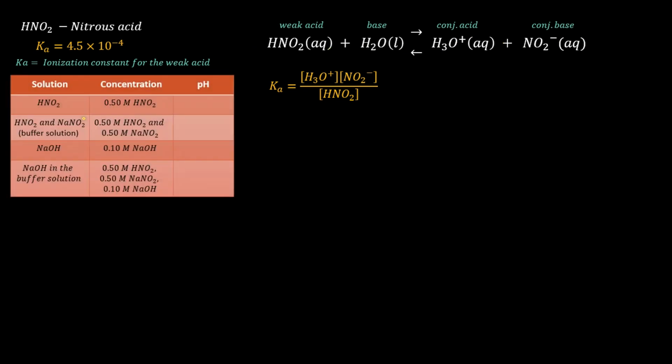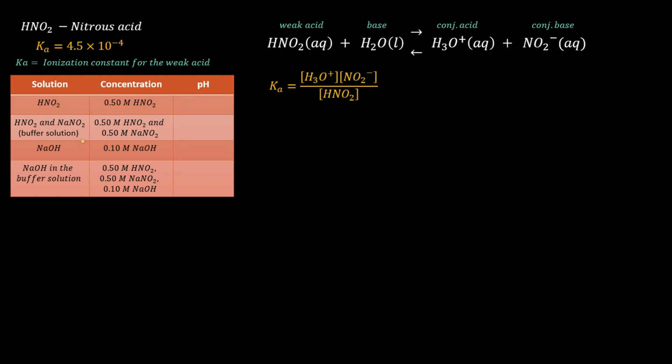For this illustration, we'll be working on this table. These are the givens for this problem, for this illustration. We will first work on knowing the pH when we have 0.5 mole per liter of nitrous acid solution. What will be the pH?